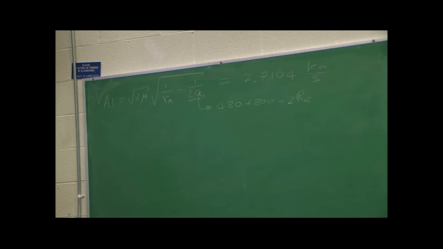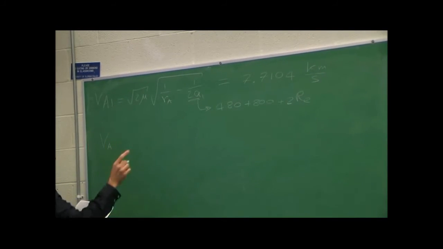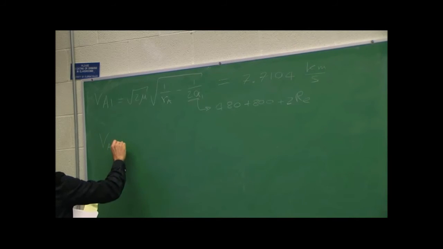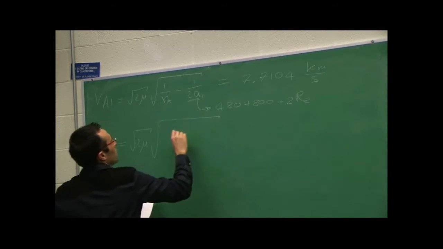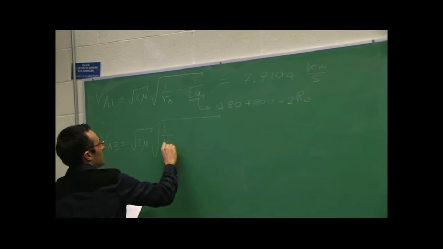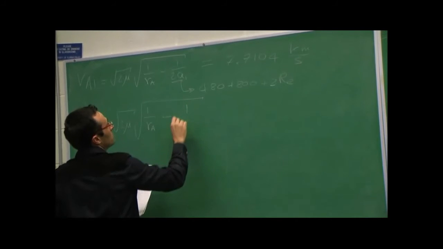Okay. What is the velocity at A? Now I'm going from 1 to 3, the transfer ellipse. Well, still the square root of 2 mu, still 1 over RA because it's an instantaneous maneuver, it doesn't change the position, minus, what do I put here?